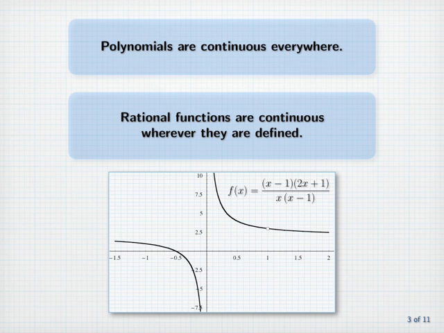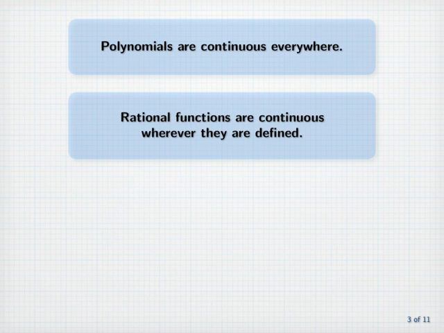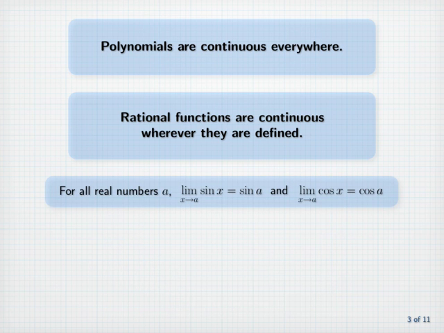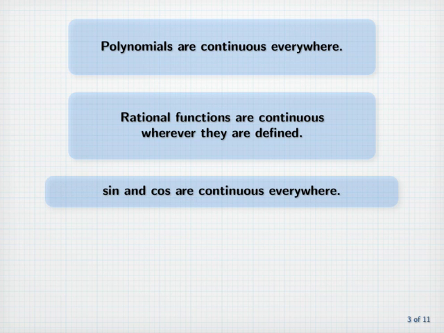Also recall that for all real numbers a, the limit as x approaches a of sine x equals sine a, and the limit as x approaches a of cosine x equals cosine a. In other words, sine and cosine are continuous everywhere.